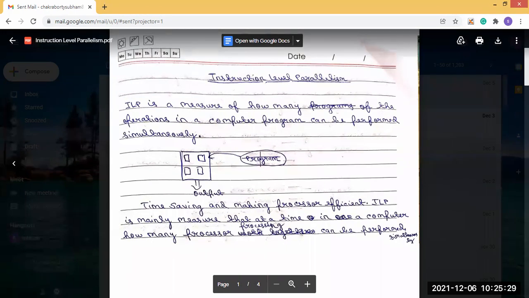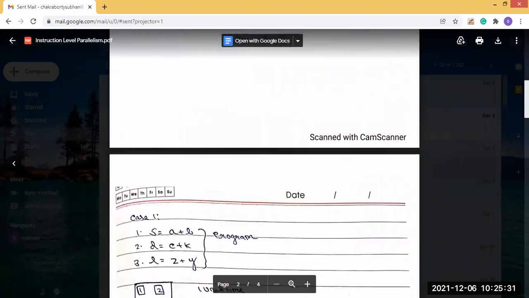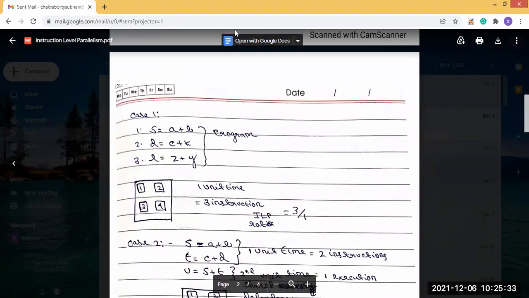That is measured by instruction level parallelism. As an example, let's say in case one, there is a program in which s equal to a plus b, d equal to c plus k, and l equal to z plus y. These three instructions are present in this program, and we have 4 processors present in our system.